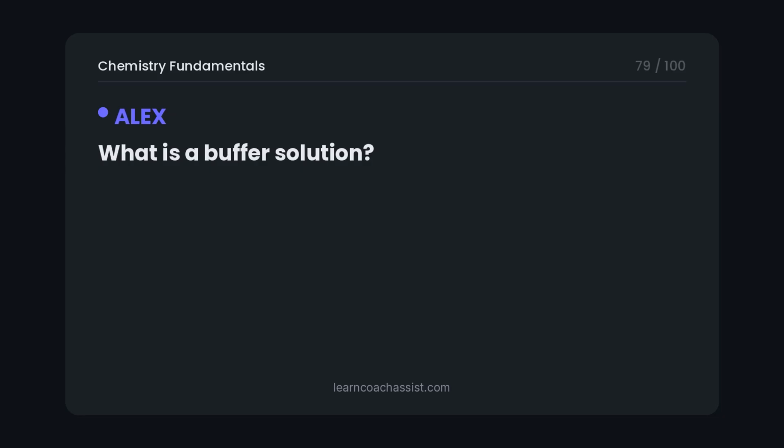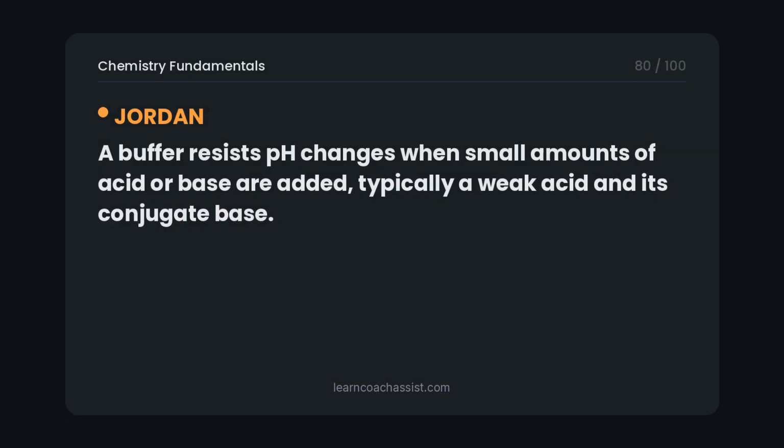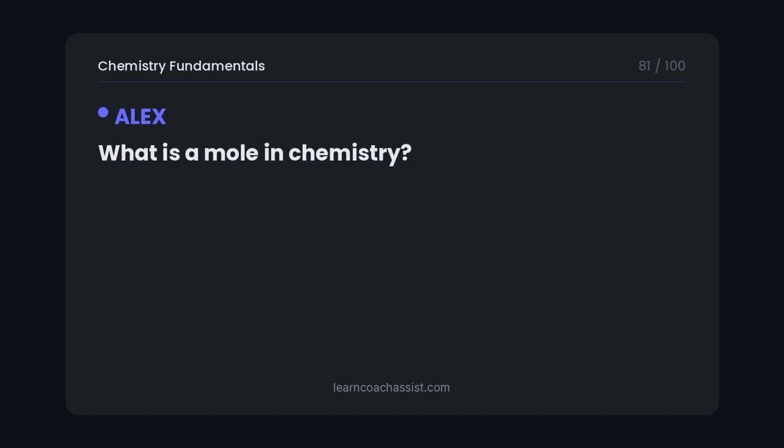What is a buffer solution? A buffer resists pH changes when small amounts of acid or base are added, typically a weak acid and its conjugate base. What is a mole in chemistry?